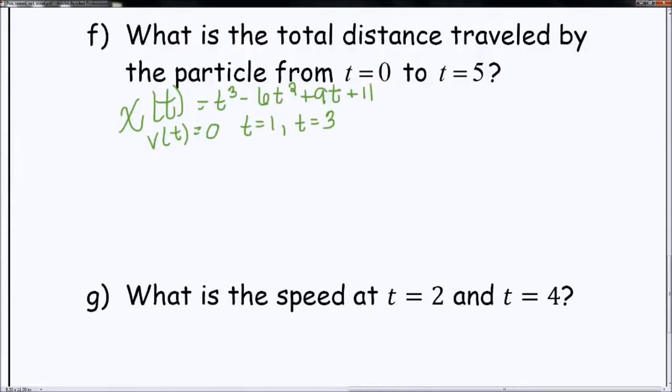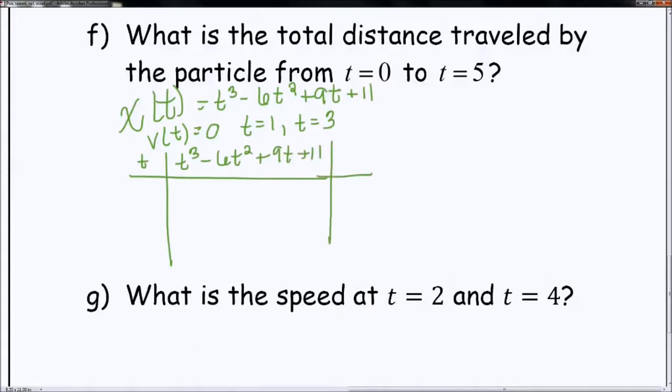And so here's my t to the third minus 6t squared plus 9t plus 11. And then this is where my position is, x of t. And so I'm going to plug in 0, because that's where I'm starting at. I'm going to plug in 1. I'm going to plug in 3. So again, at 1 and 3 I want to know where I'm at when I'm changing directions. And I'm also going to plug in finally where I'm at 5.